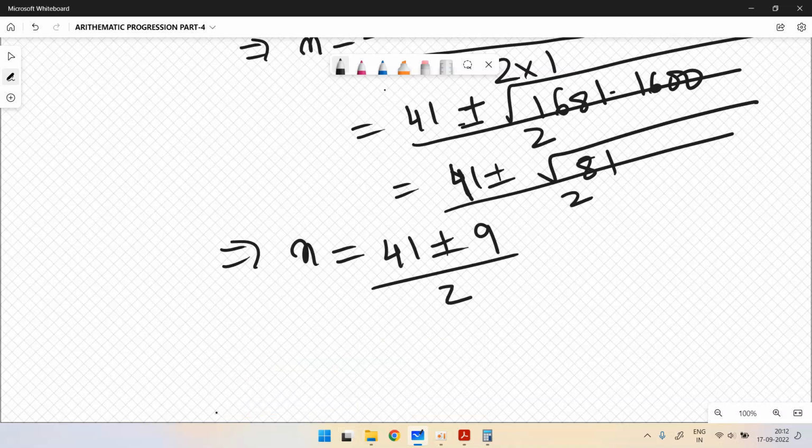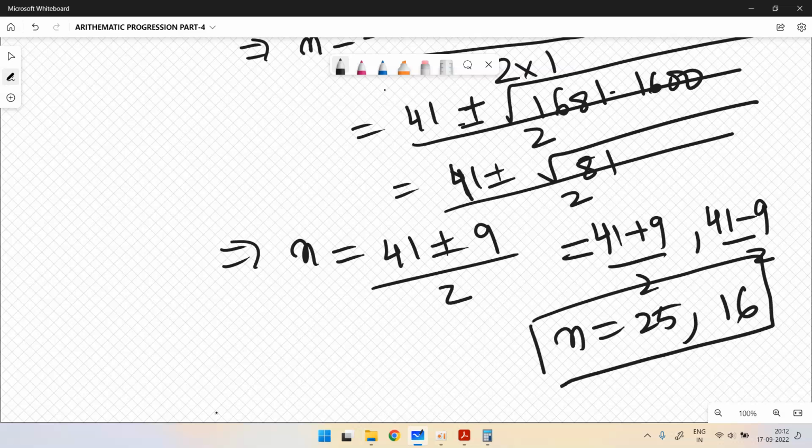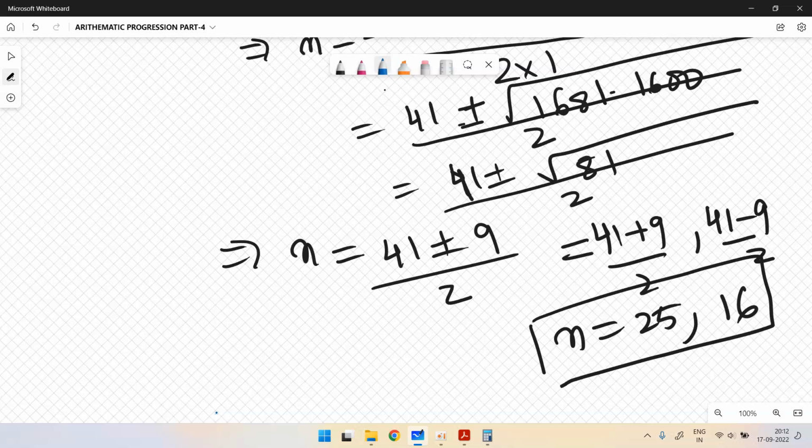This is 41 plus 9 by 2, and the other one is 41 minus 9 by 2. 50 by 2 is nothing but 25, and 32 by 2 is nothing but 16. There are two possible values of n, that is 25 and 16, but you need to check whether these are correct or not. For this, calculate a of n, which is a plus n minus 1 d.